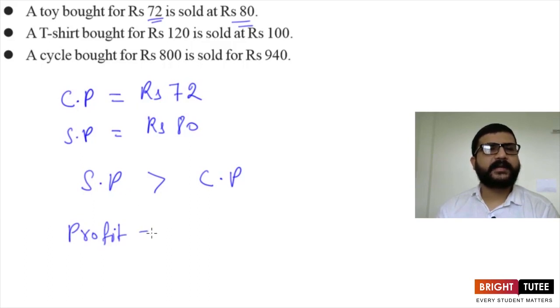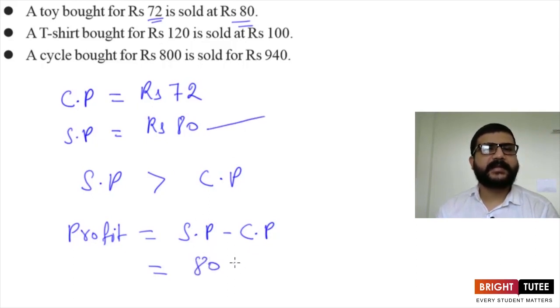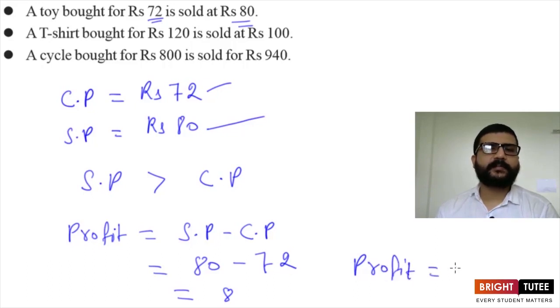This is a profit, and how much profit is made here? It will be equal to selling price minus cost price. Now what is the selling price? Selling price is rupees 80. So this becomes 80 minus cost price, and that is 72. So this is 80 minus 72. Now what is 80 minus 72? It is 8. So it means we can say here the profit was made of rupees 8.